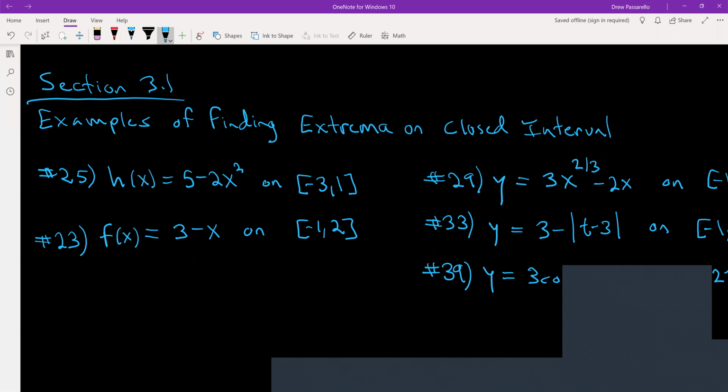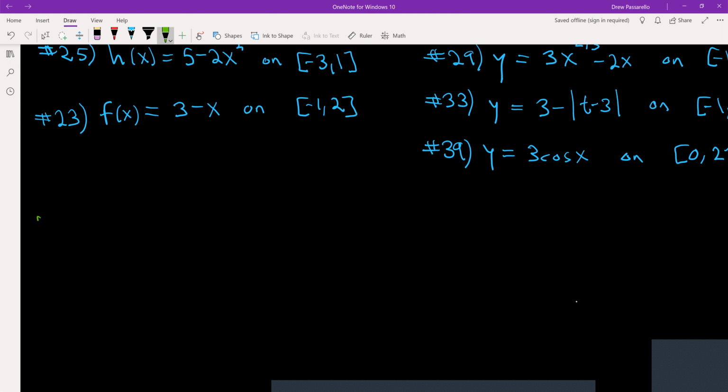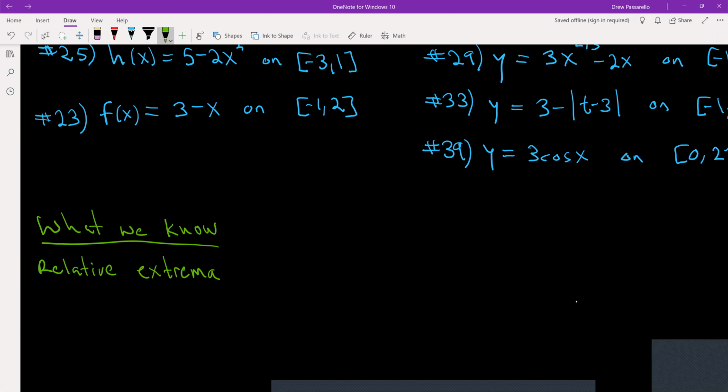Alright, so this video is going to continue where we left off from the last one, but this time we're going to do examples finding extrema on a closed interval. The last video dealt with finding critical numbers, and if we want to find the extrema, what we know is relative extrema only occur at critical numbers.